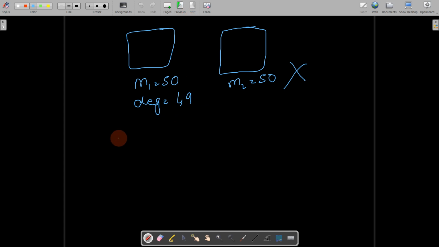Okay. So we can conclude that if there is a graph where the degree of every vertex is greater than or equal to half the number of vertices, then it is definitely connected.